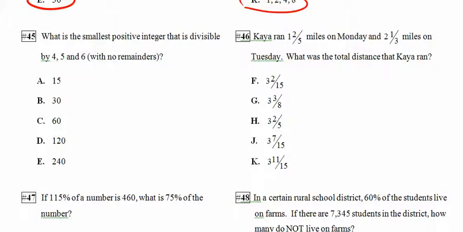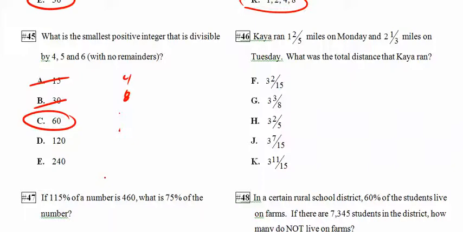Smallest positive integer that's divisible by 4, 5, and 6. Not 15, not 30, 60. A lot of people do this by listing out factors. Don't recommend it. Certain problems you want to go off the answers. This is one of them.